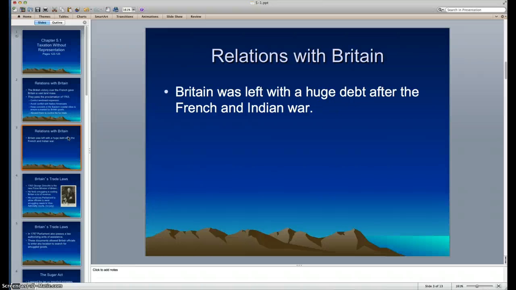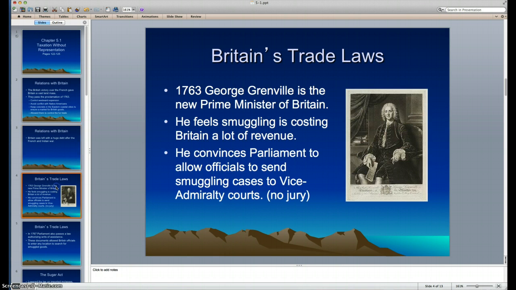So after the French and Indian War, they have this massive debt. And they begin looking for ways to generate, the word that we used today was revenue, right? The incoming money. So they begin looking at ways to generate some more revenue and figure out ways to make more money. And unfortunately for them, it is at the colonists' expense.